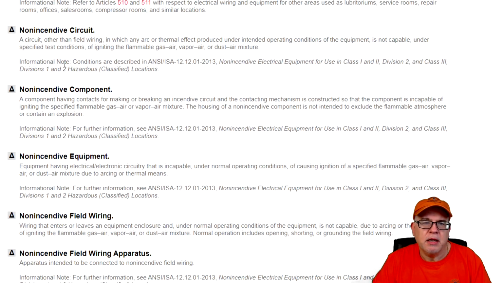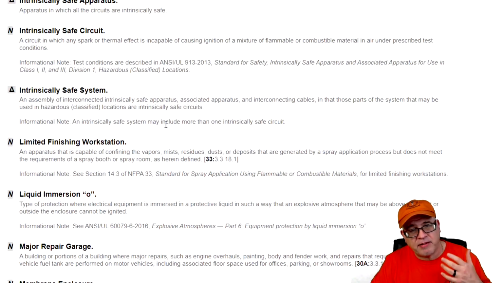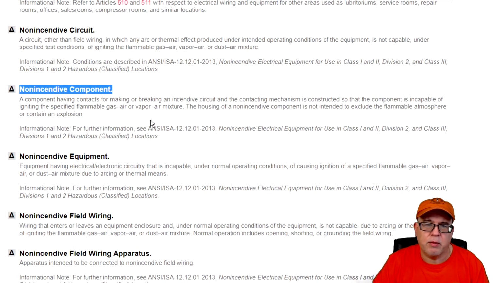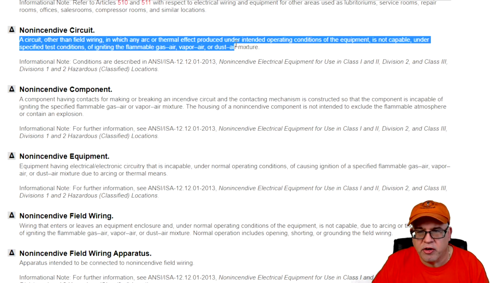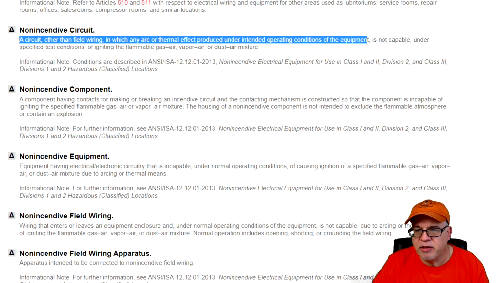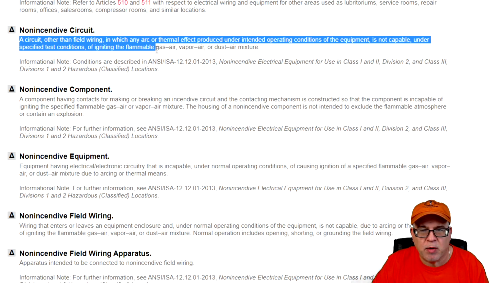All right. Let's look at the definition of non-incendive versus non-incendive components. As it applies to intrinsically safe, we need to look at what a non-incendive circuit is. What is it? Because you're going to see references to this when you're dealing in hazardous locations. It is a circuit other than field wiring in which any arc or thermal effect produced under intended operating conditions of the equipment is not capable, under the specific test condition, of igniting the flammable gas-air, vapor-air, or dust-air mixture, okay?